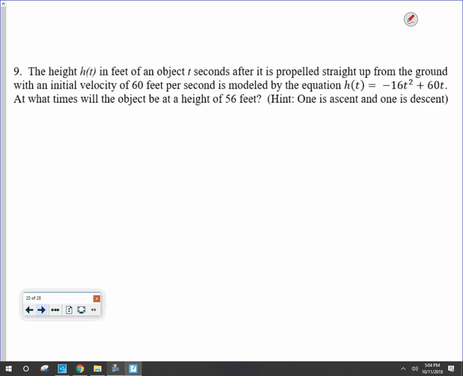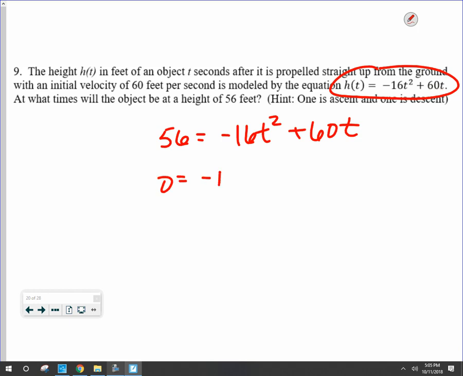All right, we got a word problem. Do not be alarmed. The height h of t in feet of an object t seconds after it's propelled straight up into the air with an initial velocity of 60 feet per second is modeled by this equation. At what times is the object's height 56 feet? Again, they are giving you the height and they want to know the time. So 56 equals negative 16t squared plus 60t. Using my knowledge about quadratics, I'm going to set this equal to 0, and I want to go ahead and use the quadratic formula.